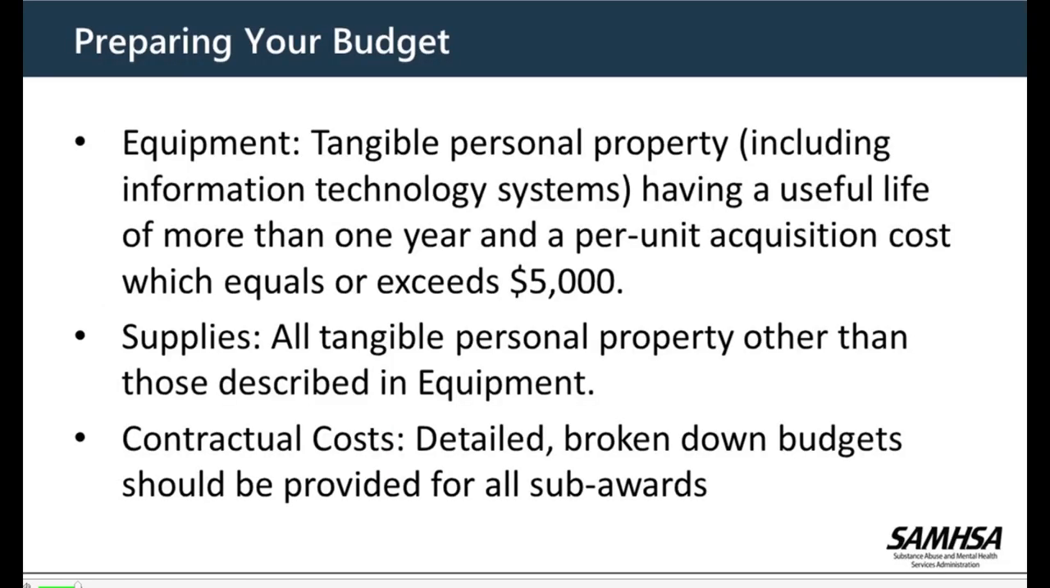For equipment, $5,000 for an individual acquisition cost is what we use to define whether something should be an equipment item or supplies. And then contractual costs, I know that's probably the hardest thing for you to get us detailed budgets on, but we ask that you do your best to provide as much detail as possible. It's probably the most common question we go back to grantees for on budgets not being detailed enough.